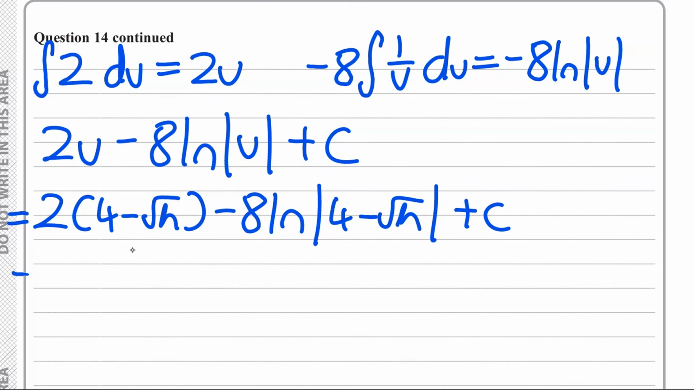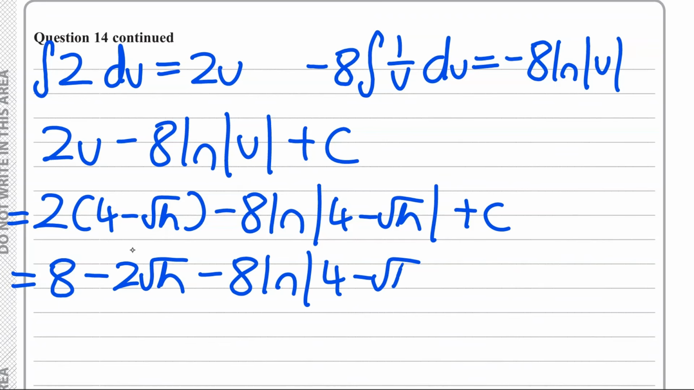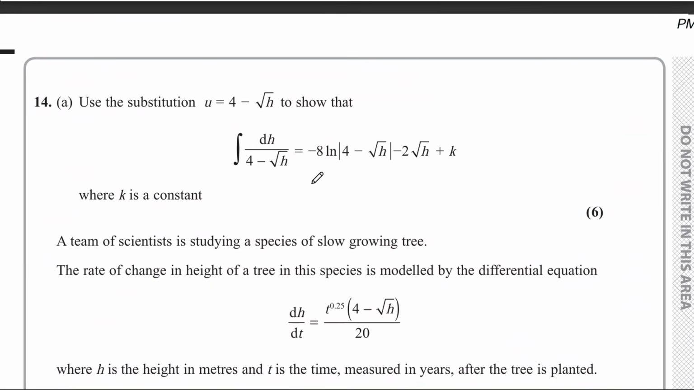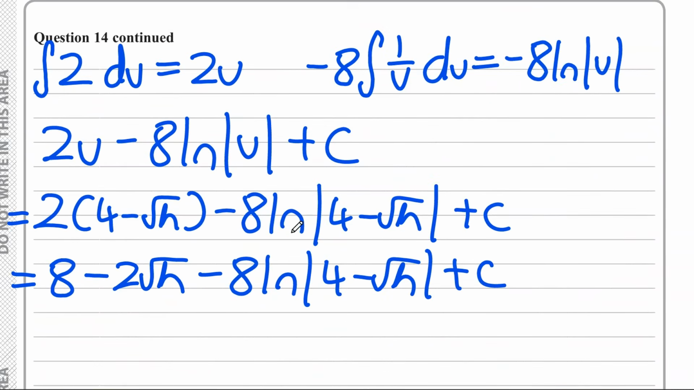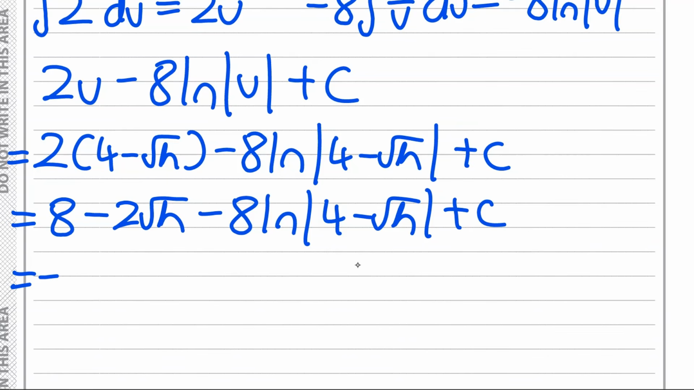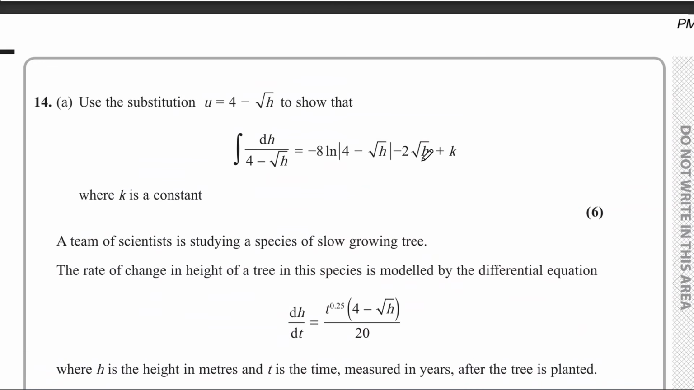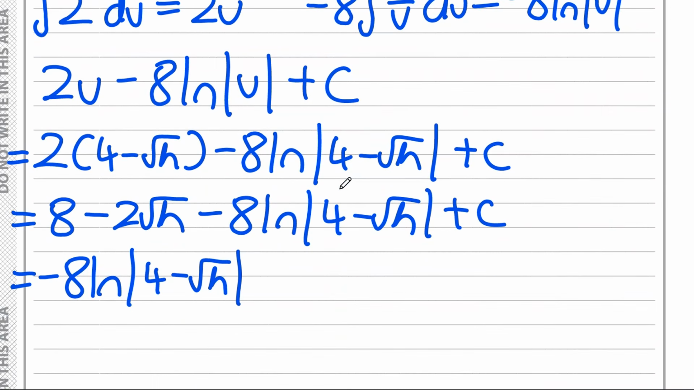If you expand this bracket here, it's going to be 2 times 4, which is 8, and then 2 times minus root h, which is going to be minus 2 root h, minus 8 natural log of the modulus of 4 minus root h, and then plus c. Now if you look at the final answer here, we have this minus 8 natural log of the modulus of 4 minus root h, which is what we have here. So this part is fine. We also have minus 2 root h, so this is going to be this minus 2 root h here.